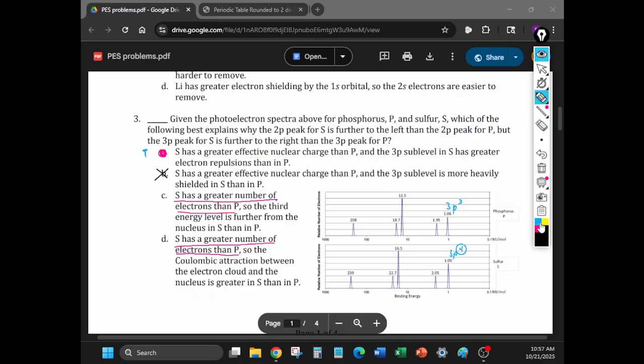Okay, so we look at C, and C is actually the other answer that is true, but it's not the best answer. So it says, since S has a greater number of electrons than P, the third energy level is further from the nucleus in sulfur than in P. So technically it is true that it has a greater number, and we would assume if you have more electrons, they're going to push each other away, right? However, we are not talking about the total number of electrons here. We're talking about just the ones in 3p. And so although this statement is true, it's not the best explanation. So A is a better answer than C, and that's the reason that doesn't work.